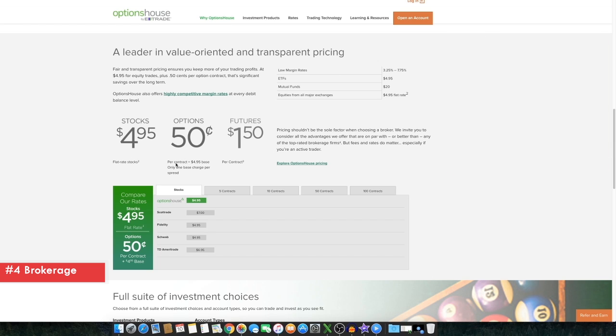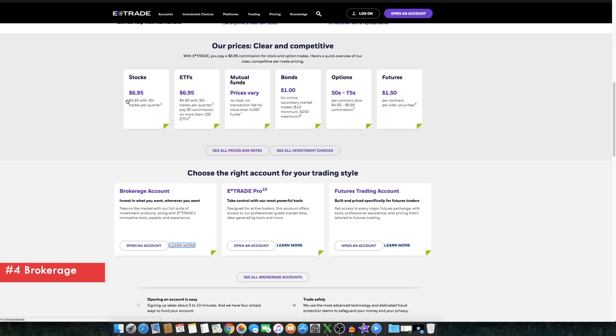Their options are also the cheapest out of all the brokerages at 50 cents a contract. E-Trade is a little more expensive at $6.95. With E-Trade, you get more tools, you get different tools, and you get better, more thorough data. So once you're a beginner and you want to move into more advanced brokerages, you can go look at E-Trade.